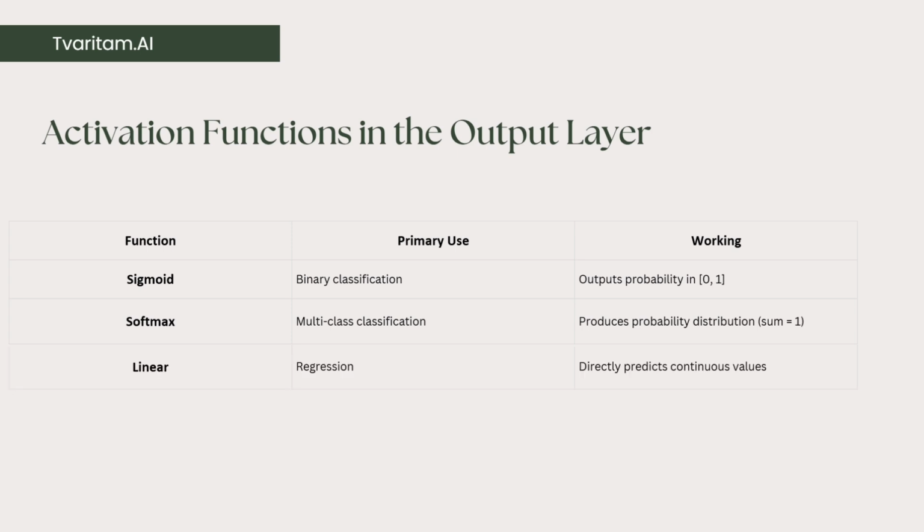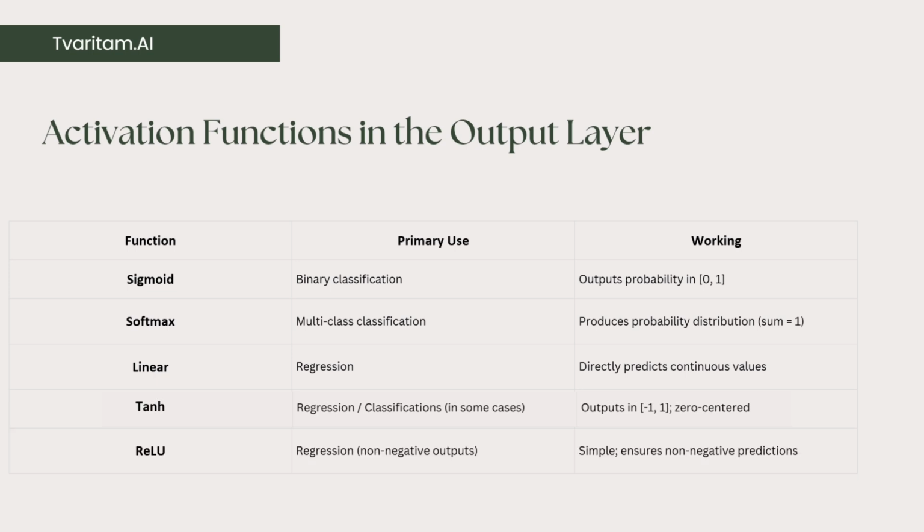For regression, we use a linear activation function, meaning no transformation is applied and the output can take any real value. And in special cases, we use tanh when the output needs to be between -1 and 1, or ReLU when the output must be a non-negative number.